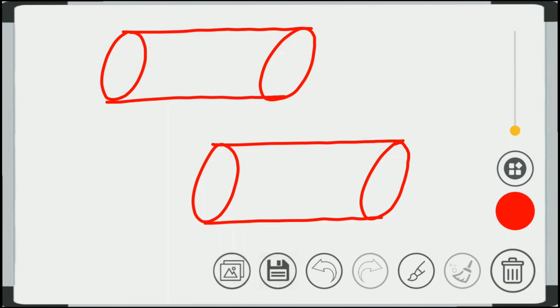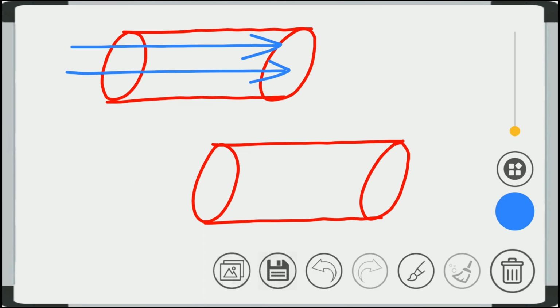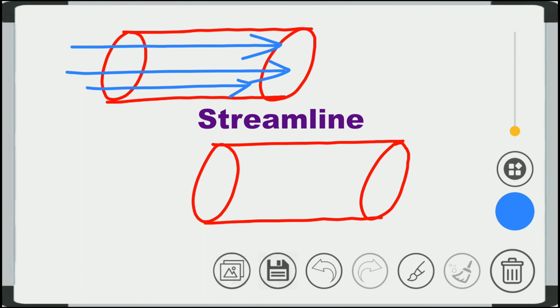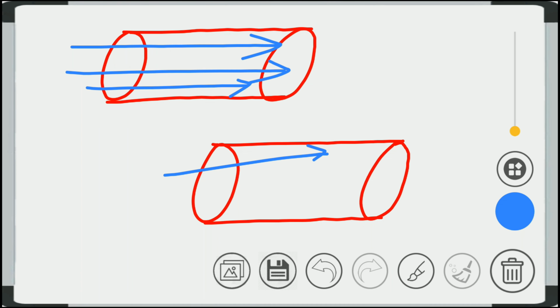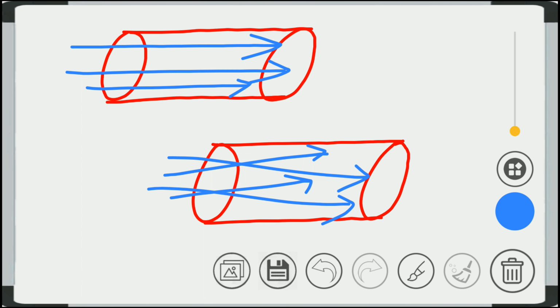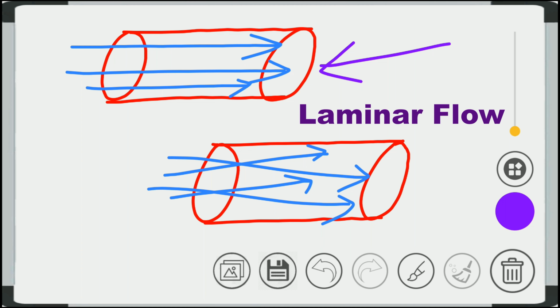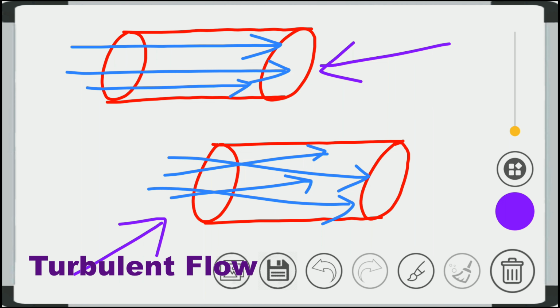Let's consider these are the cross-section area of two hollow liquid carrying tubes. In the first case, you can see that the flow paths or the streamlines of the liquid are parallel to each other, and in the second one, they are crossing each other, making them turbulent in nature. So you can say that the first one is laminar flow and the second one is turbulent flow.